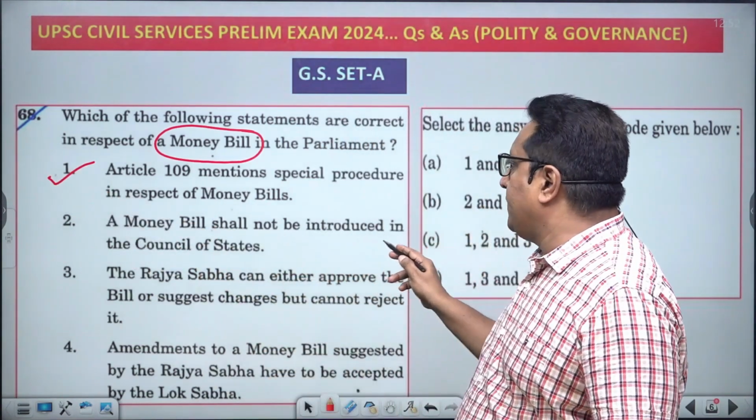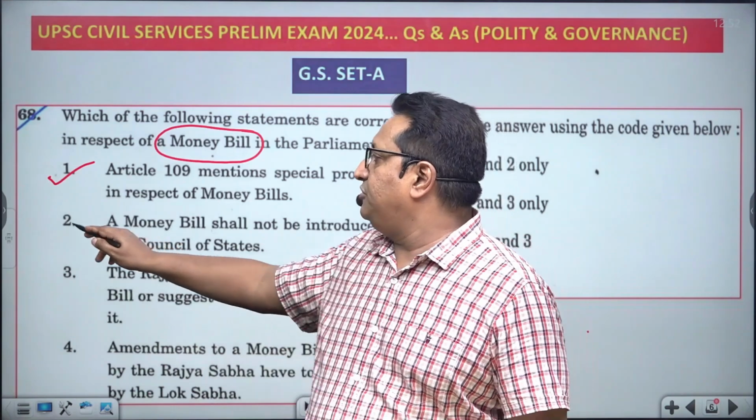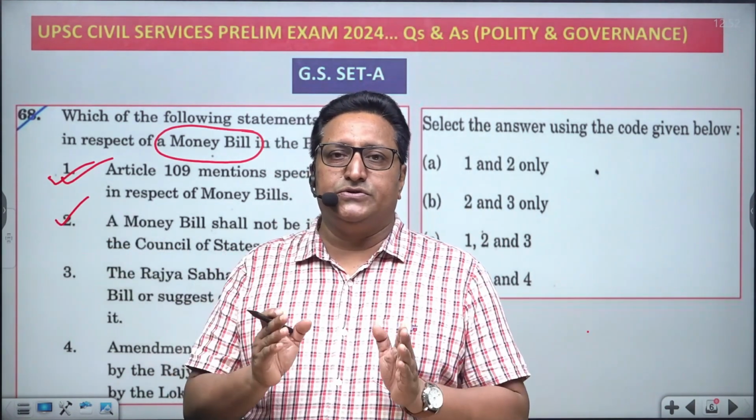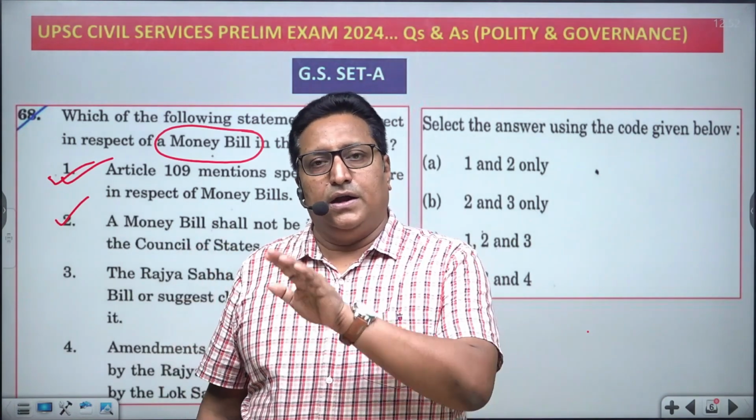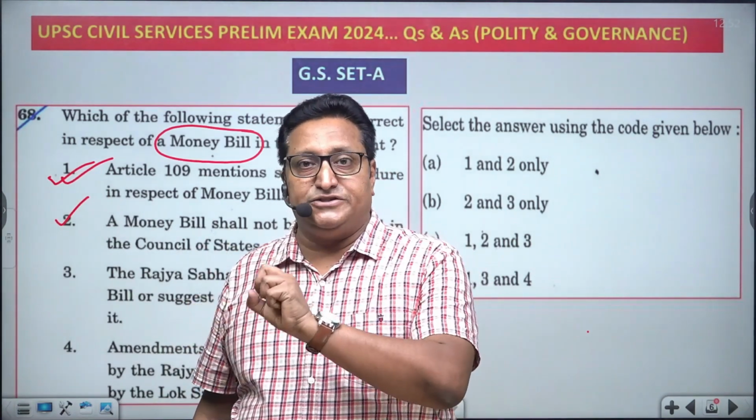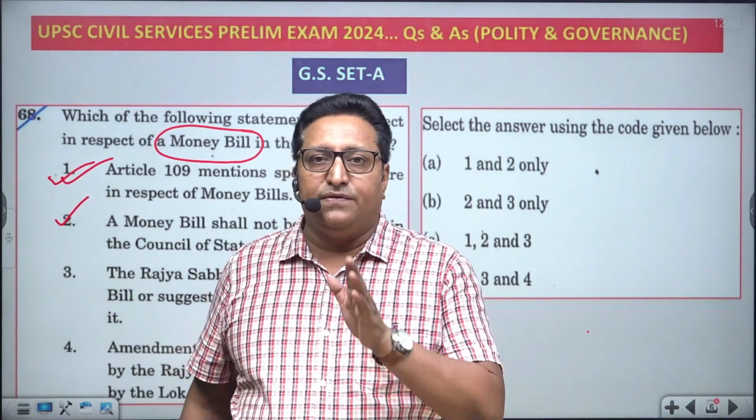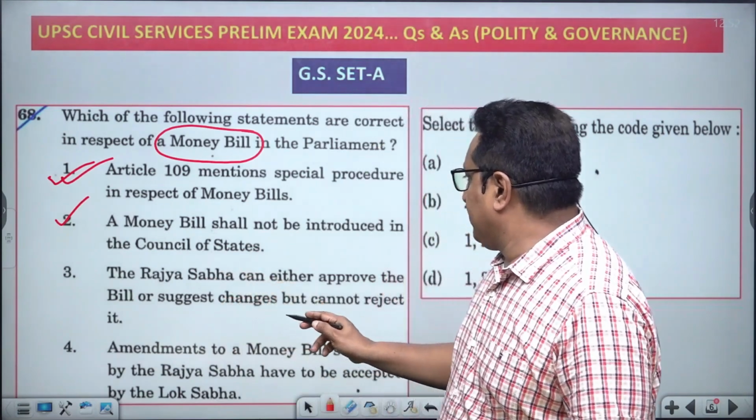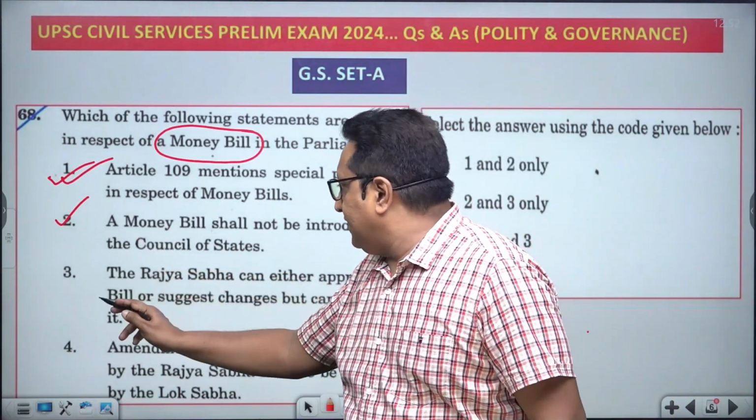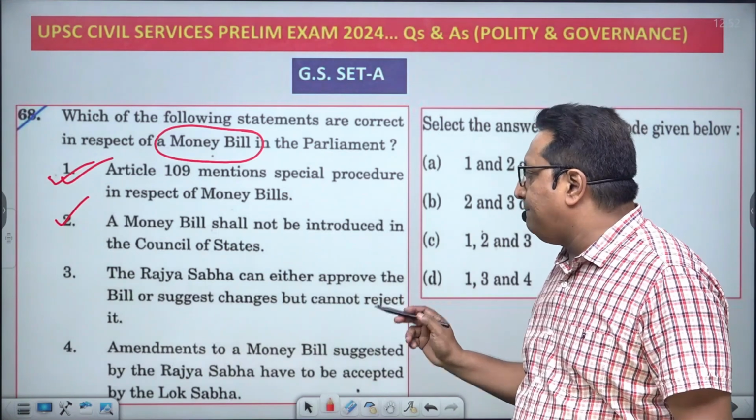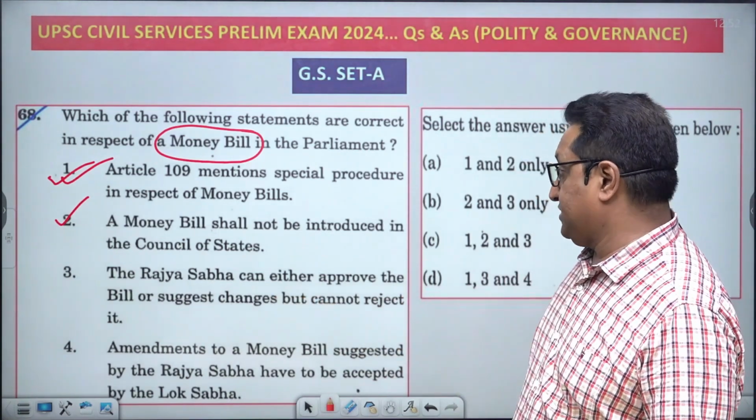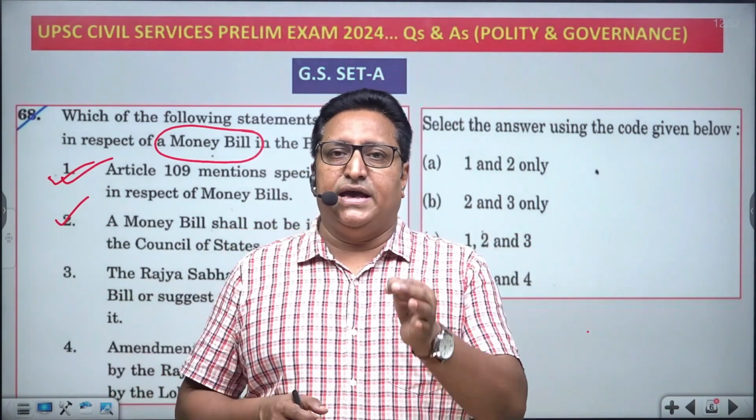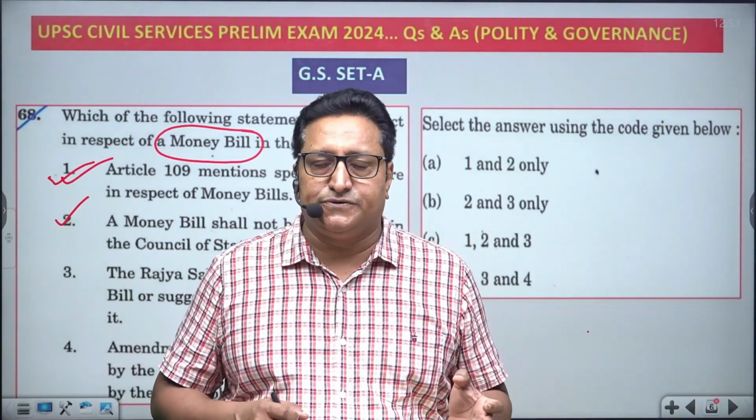A money bill shall not be introduced in the Council of States. This is also correct. Money bill and financial bills are introduced only in the Lok Sabha. Later on, once the Lok Sabha completes its business there, then only it is referred to the second house, that is the Rajya Sabha. So this is also correct. And third statement, the Rajya Sabha can either approve the bill or suggest changes but cannot reject it. Yes. When a money bill goes to the Rajya Sabha, it has only fewer options.